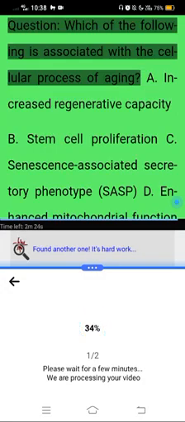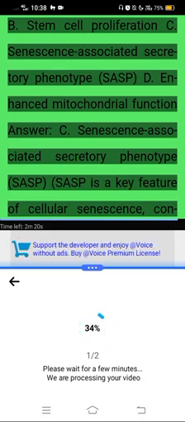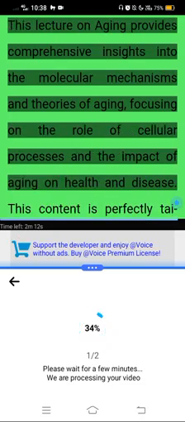CSIR-NET June 2019. Question. Which of the following is associated with the cellular process of aging? A. An increased regenerative capacity. B. Stem cell proliferation. C. Senescence-associated secretory phenotype, SASP. D. Enhanced mitochondrial function. Answer. C. Senescence-associated secretory phenotype, SASP. SASP is a key feature of cellular senescence, contributing to aging.